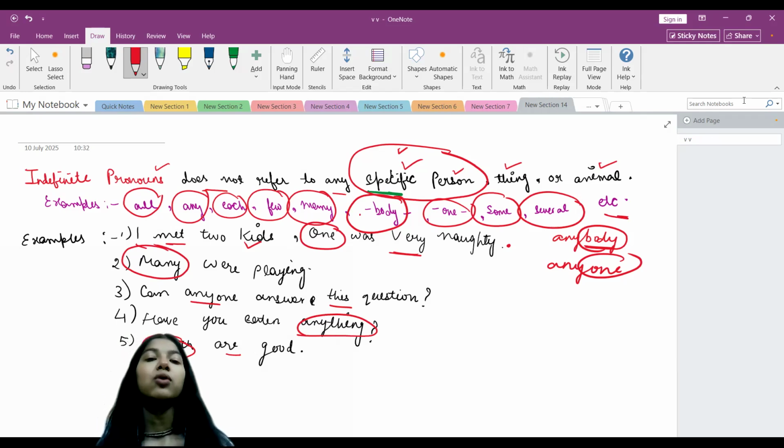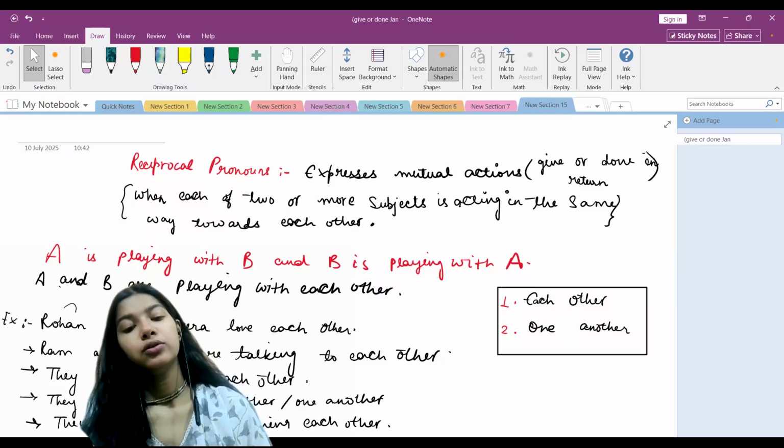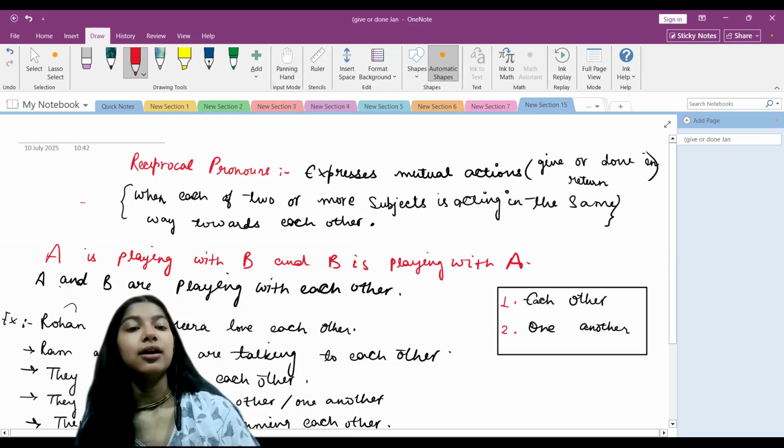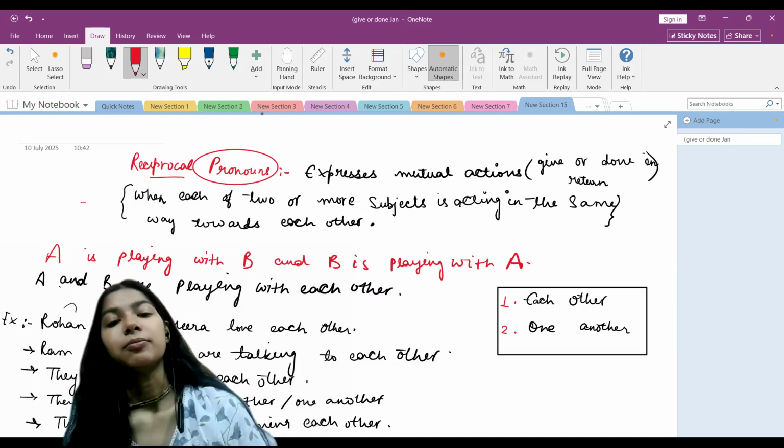Okay, so this was the indefinite pronouns, and next we are talking about the reciprocal pronouns, and that will be the last type of pronoun we are talking about today. So now we are going to talk about the last type of pronouns, that is our reciprocal pronoun. What does a reciprocal pronoun mean?